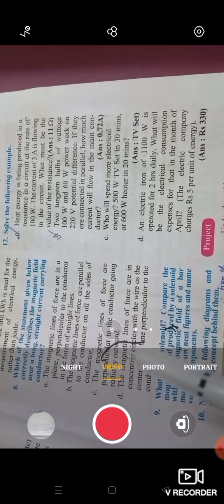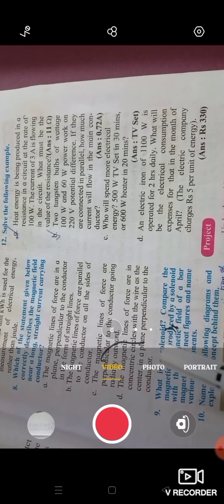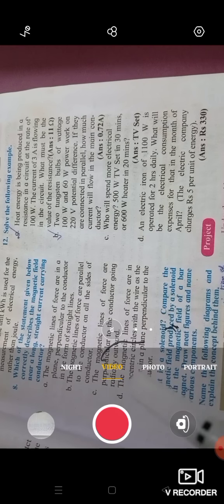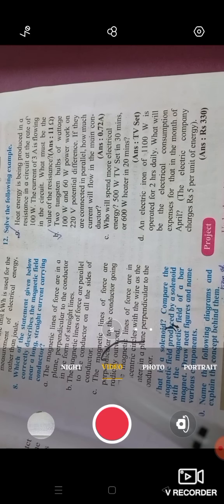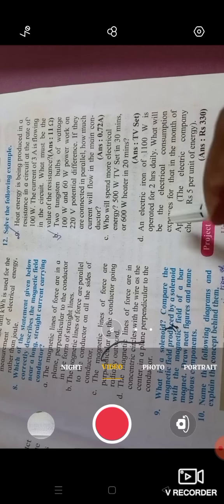This is chapter number 4, Effects of Electric Current of Standard 10th. In my last video I explained the first two numericals of the exercise. Today we are going to solve the next two numericals based on effects of electric current. All the formulas I had already shared with you in my last video. Now let's start with the numerical.